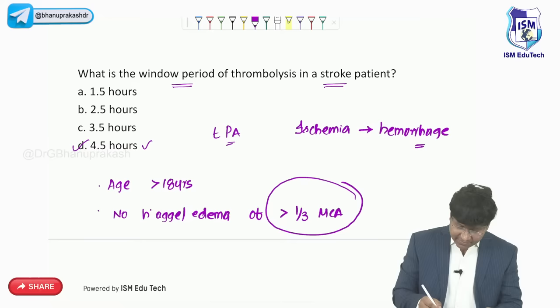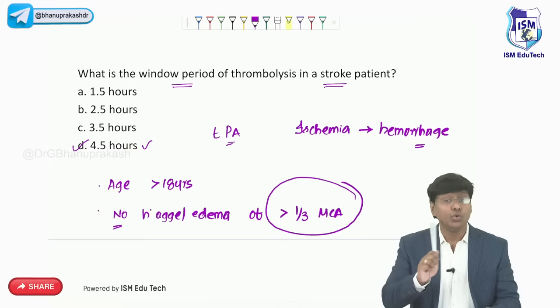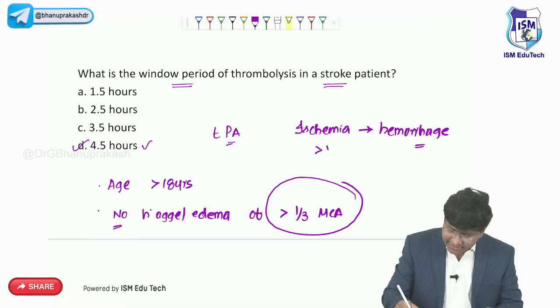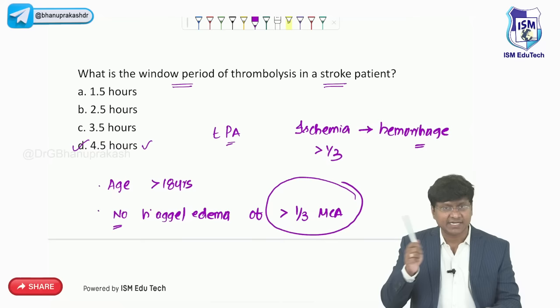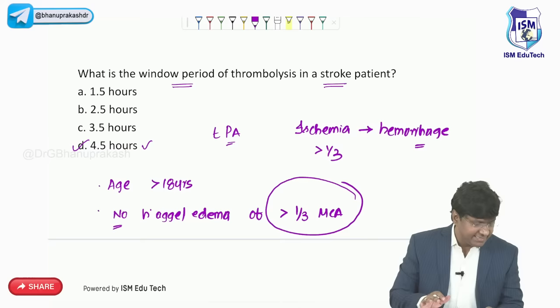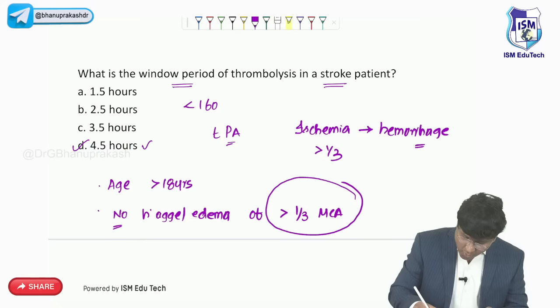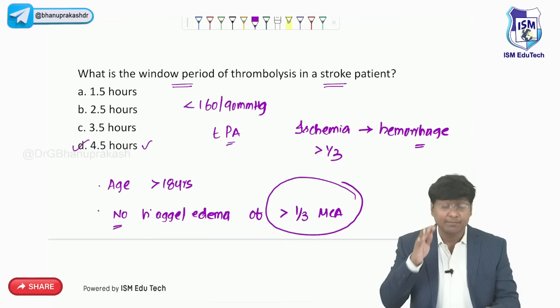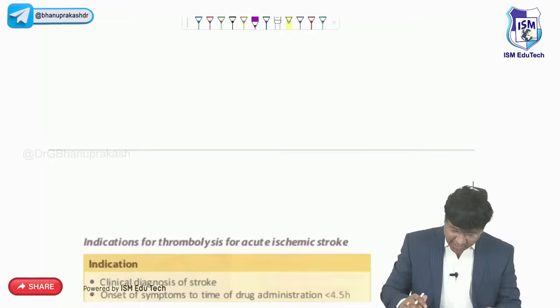So, this is very, very important. CT scan showing no hemorrhage or no edema of more than 1/3 of MCA territory. If there is ischemia in more than 1/3, can you do thrombolysis? No. If you do thrombolysis, that will get converted into hemorrhage. So, please remember, you should not do it. Okay. These are the indications. And what should be the blood pressure? The blood pressure should be less than 160/90 before doing thrombolysis. And if it is more than 180 systolic or more than 110 diastolic, it's a contraindication for thrombolysis.